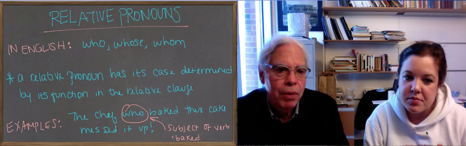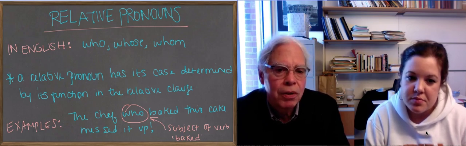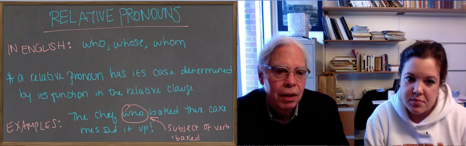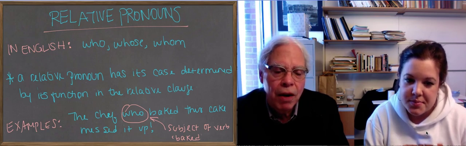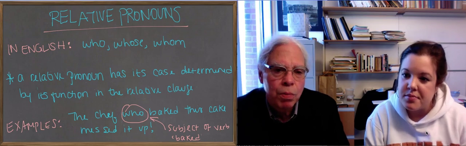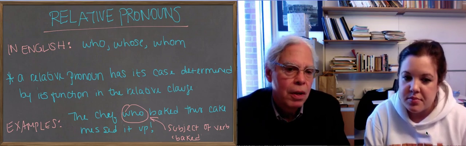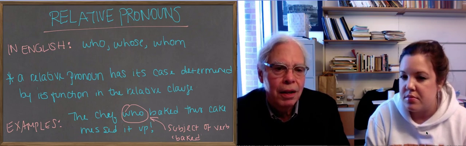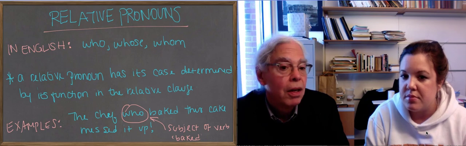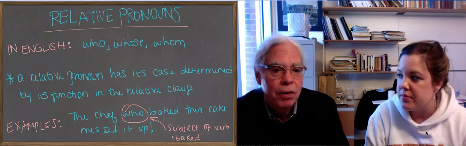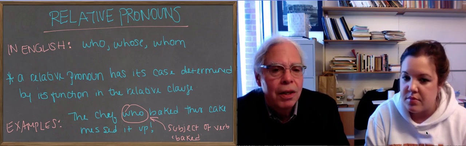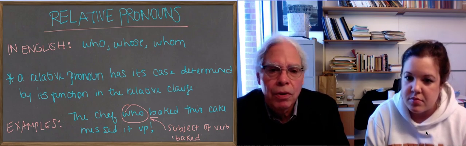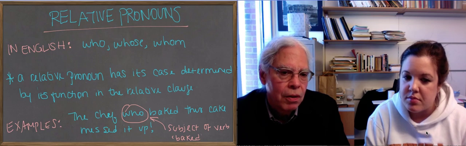So our example sentence is, the chef who baked this cake messed it up, okay? In that sentence, who is the subject of the verb baked. It refers to the chef, who happens to be the subject of the sentence, but you could say it otherwise, let's see, I dislike the chef who baked this cake. The who would stay the same, right? It has nothing to do with the case of the chef, right? It's all about what you want to say in the relative clause. So because who is the subject there, use the form who.